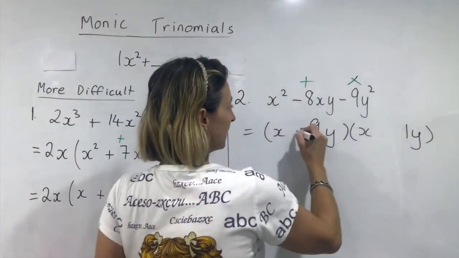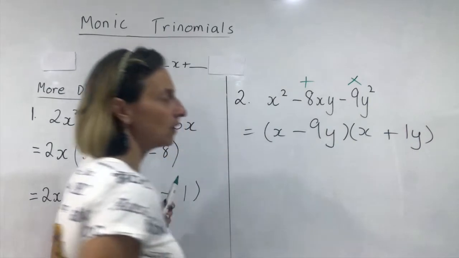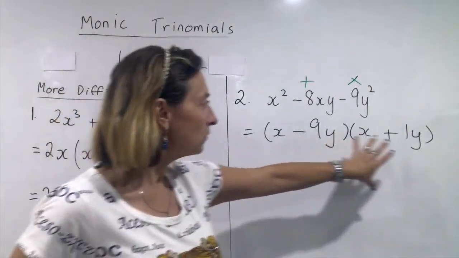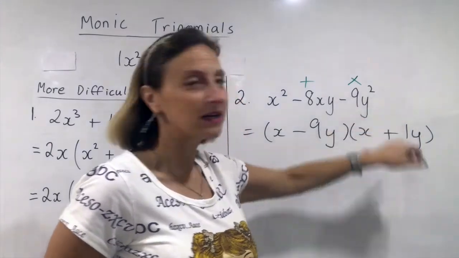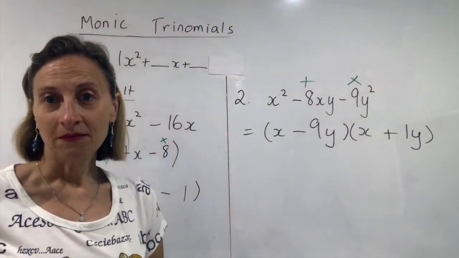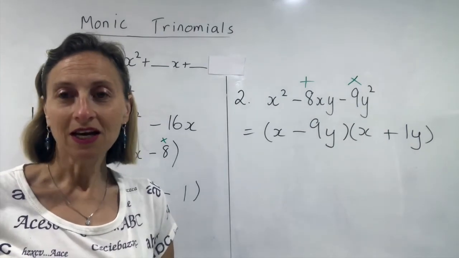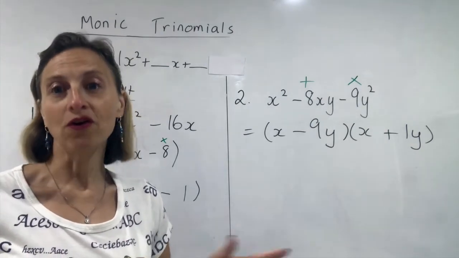We want minus 8, so that's minus 9y plus 1y. And let's just check it, just like always. Minus 9y plus 1y is minus 8y, and y times minus 9y gives minus 9y squared. And that's it. So it's nowhere near as difficult probably as what you think it is. You just have to have seen it before and know what to do.